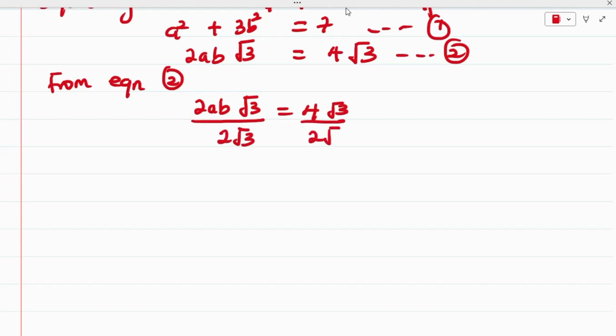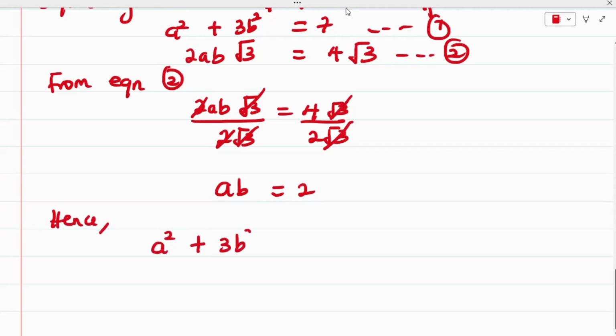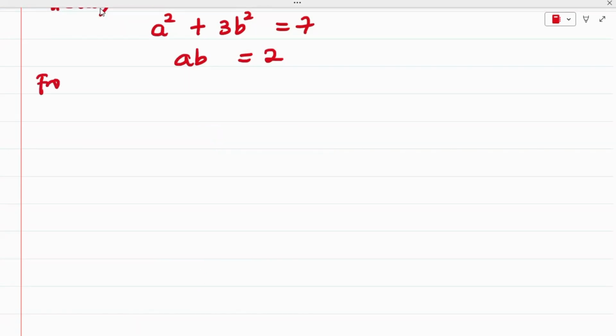If we divide both sides by 2 root 3, this will cancel out this, and this will cancel out this, so we have that ab is equal to 4 divided by 2, which is 2. So hence our equation becomes a squared plus 3b squared equals 7, and ab equals 2. So from ab equals 2, we can easily make b the subject of the formula. So we have that b is equal to 2 over a.